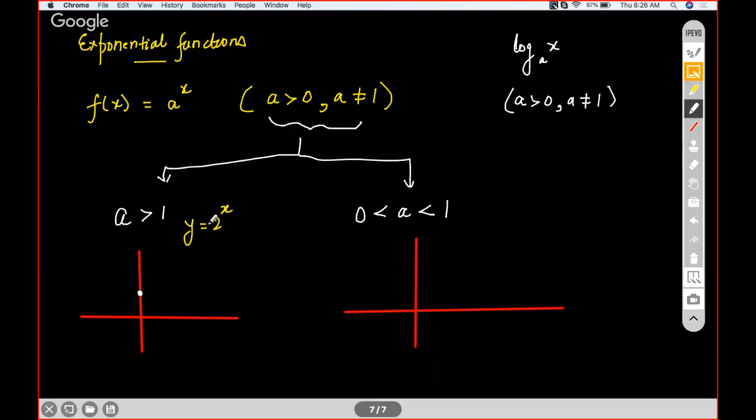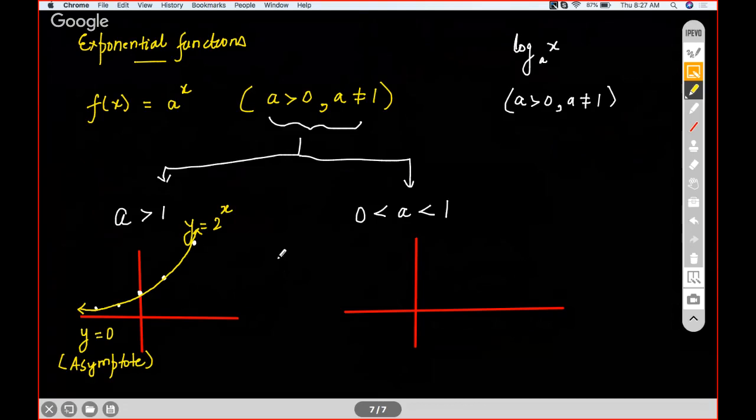So the function will be cutting the y-axis at 0, 1. As you increase the value of x as 1, you'll get a value of 2. For 2, you'll get a value of 4. For 3, you'll get a value of 8. For minus 1, you'll get a half, and minus 2, you get 1/4. If you connect these dots, the graph of this function would look like this, it increases. And remember, the x-axis, that is y equal to 0, would be acting like an asymptote.